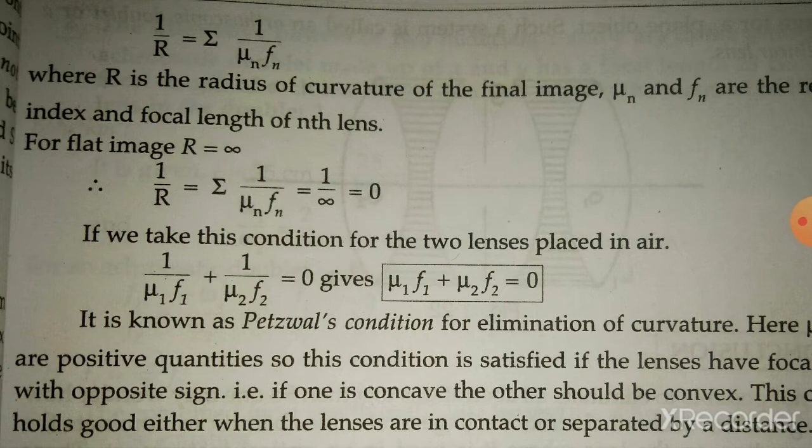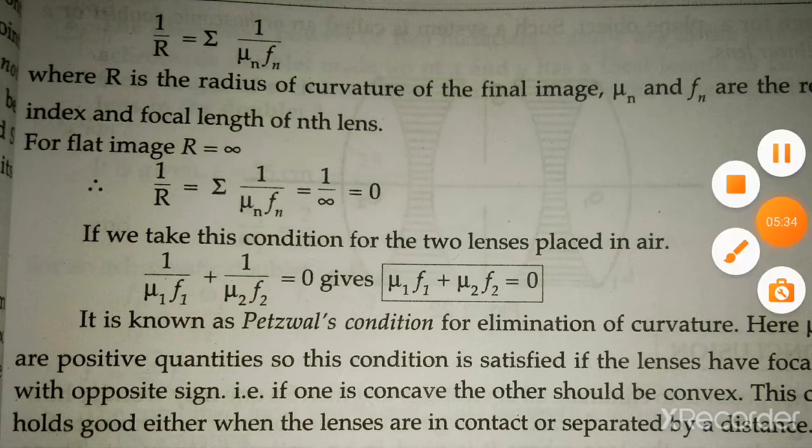If we combine n lenses, then we get the image like a curved surface, a curved image, and that image curvature is r. If it is infinite, then we get the image like a flat surface. From here, this is the condition for minimizing the curvature, that is, the curved shape of the image is converted into a flat surface, that is, r becomes infinite. If r is equal to infinity, sigma 1 by mu n f n is equal to 1 by infinity, that is equal to 0.